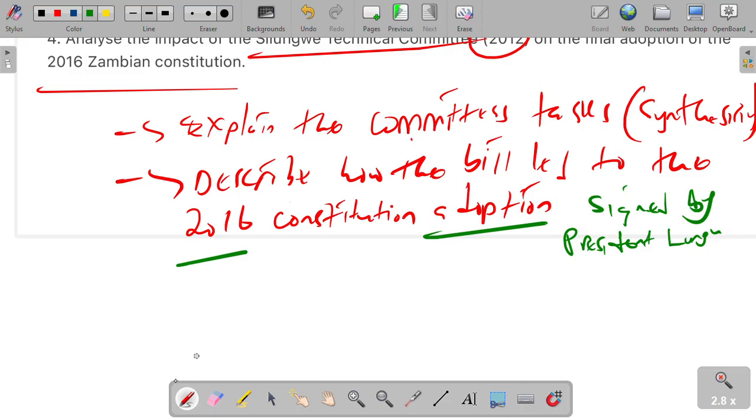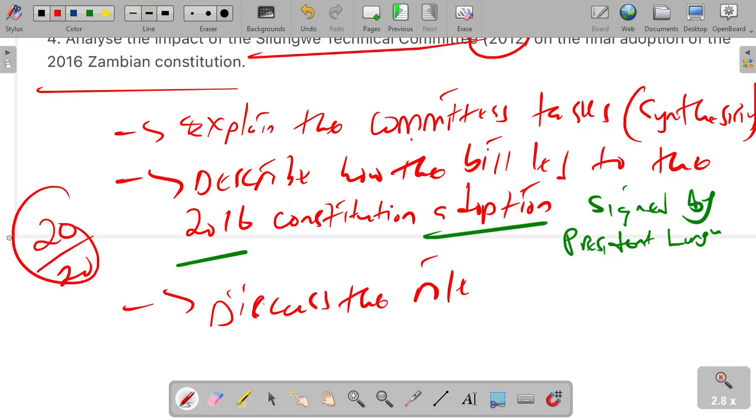Okay, and then the last point here, you can discuss its role in consolidating earlier reforms into a unified constitutional document. Then you'll be good to go, and you can even get 20 out of 20 here.